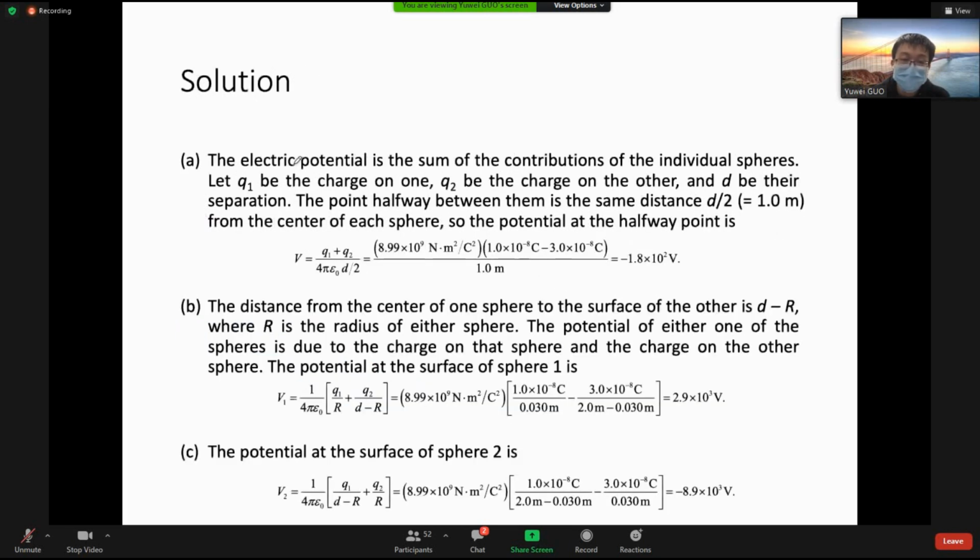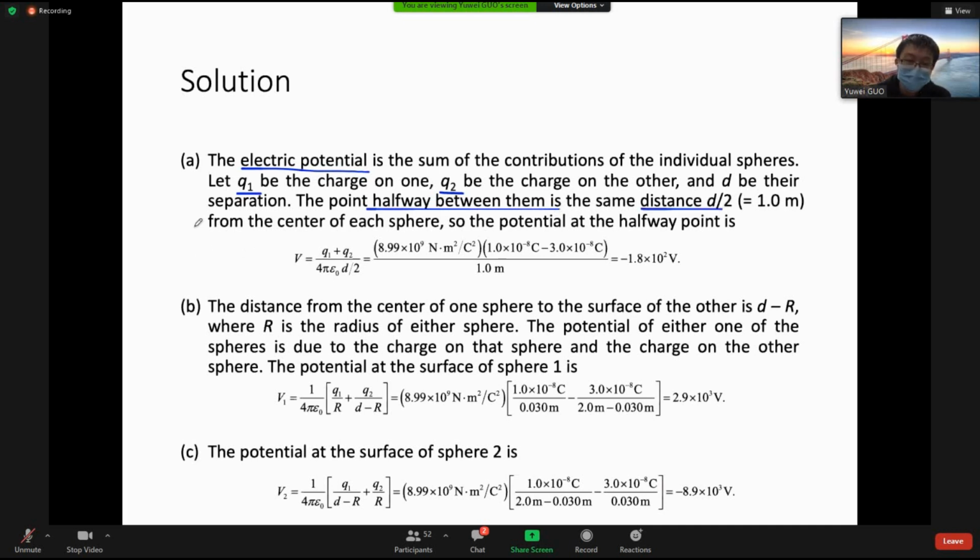For this question, just as what I said, the electrical potential is the sum of the contribution of the individual sphere, which means that you can calculate the potential one by one because it is a scalar. So first get the potential of the Q1 and get the potential of Q2 on the halfway between them, so they have the same distance.